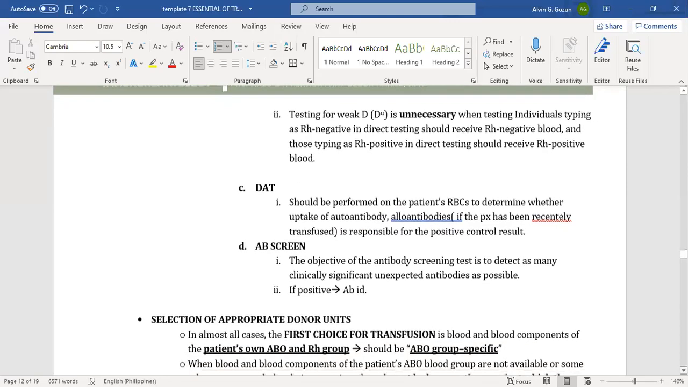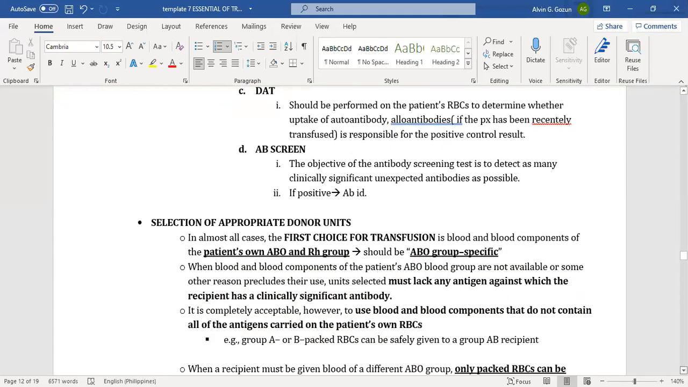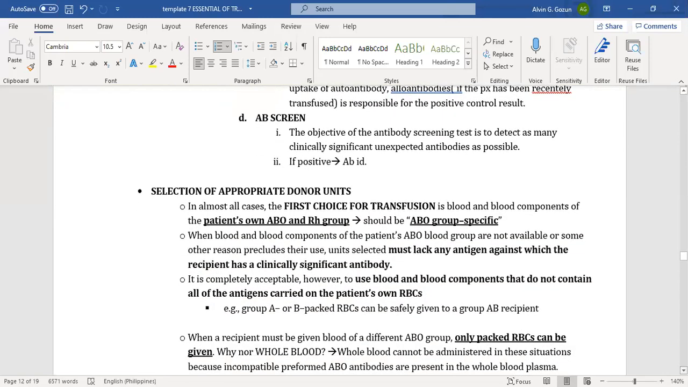Next, selection of appropriate donor units. Okay, now, we select the appropriate donor units. In almost all cases, the first choice for transfusion is blood and blood components of the patient's own ABO and RH group. And ibig sabihin yan, it should be ABO group specific.